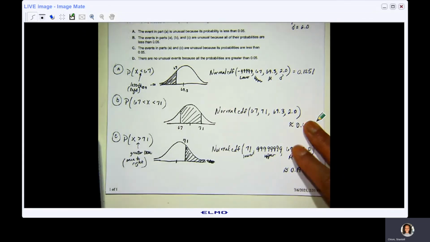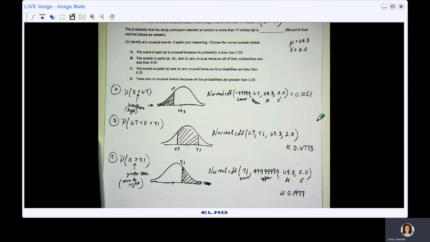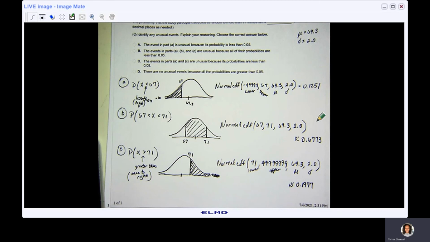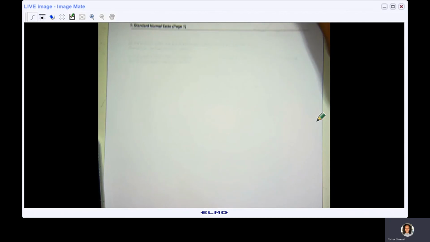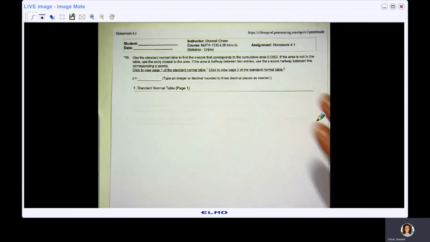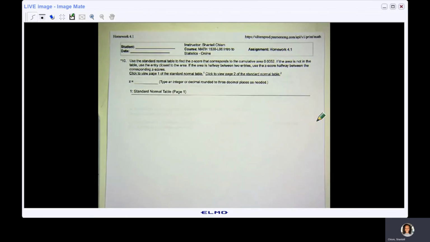Okay. And that's all I had for that part of 4.1. You were looking at finding probabilities in the beginning part of 4.1, and then you get introduced to where you're given the probabilities, and you have to find the corresponding score that goes with it. It's called inverse norm. It's the reverse of this topic. So I'm going to show you a few of those because I want to show you how to use the calculator on them. Okay, so look at number 10 here.